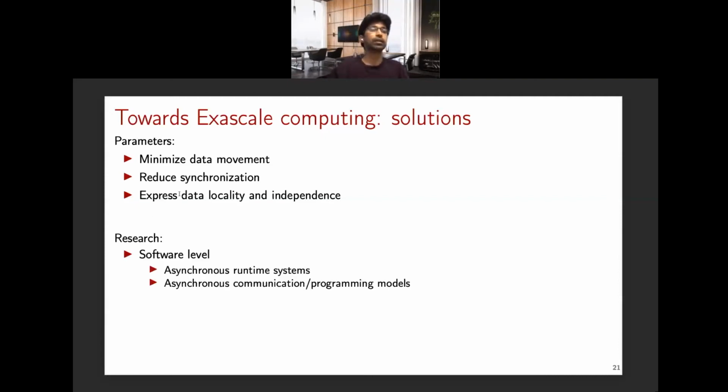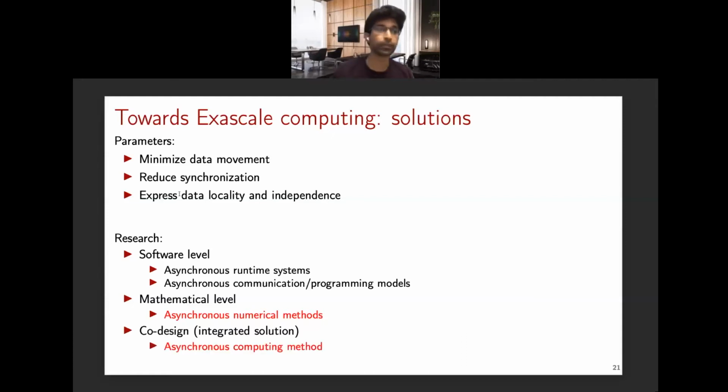So in terms of research at a software level, people are coming up with asynchronous runtime systems, which allow you to perform asynchronous communications, and you also have asynchronous programming models. At the mathematical level, what we are interested in is developing asynchronous numerical methods. That means numerical methods that relax the data dependency in the stencil operations or in the finite difference equations. And if we combine all of these things, what we can achieve is a co-design fashion: the asynchronous computing method.